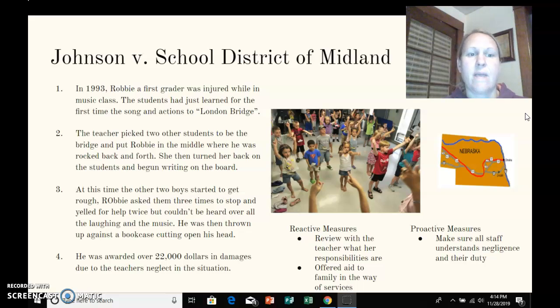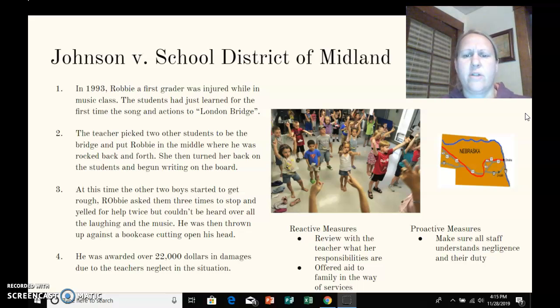At this time, the other 2 boys started to get rough. Robbie asked them 3 times to stop and even yelled twice for help, but couldn't be heard over all the laughing and the music. He was then thrown up against a bookcase where he cut his head. He was awarded over $22,000 in damages due to the teacher's neglect in this situation.